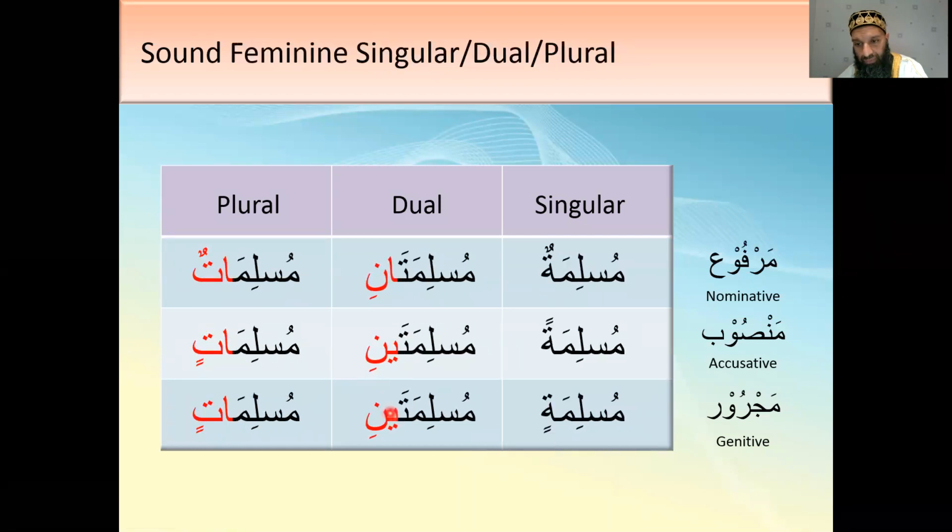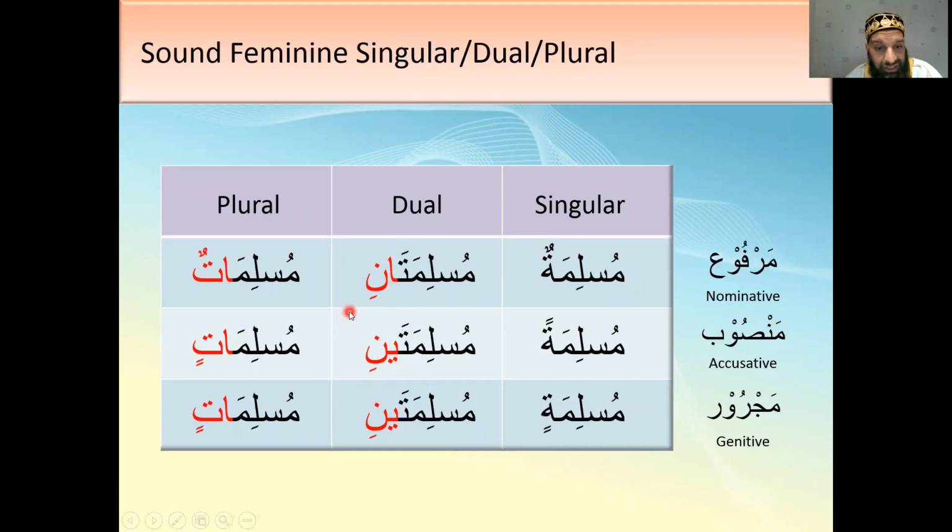Yeah? So, and look at the plurals. The plurals are different, okay? The plurals are different. We'll go through it, inshallah. So, Muslimatun is a female Muslim. Muslimatani, the ta marbuta has opened up and become a normal ta. So Muslimani is two male Muslims, Muslimatani is two female Muslims.